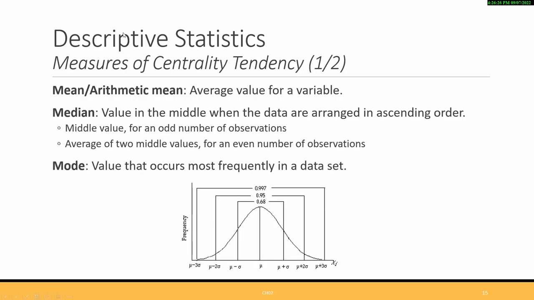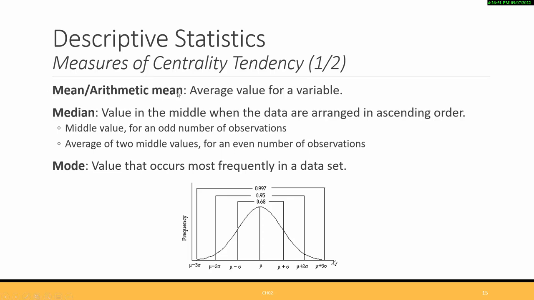Now, a measure of central tendency is a single numerical value that aims to describe a data set by simply identifying the central position within the data. We use this very commonly in descriptive statistics. So the three common measures of central tendency are mean, median, and mode.